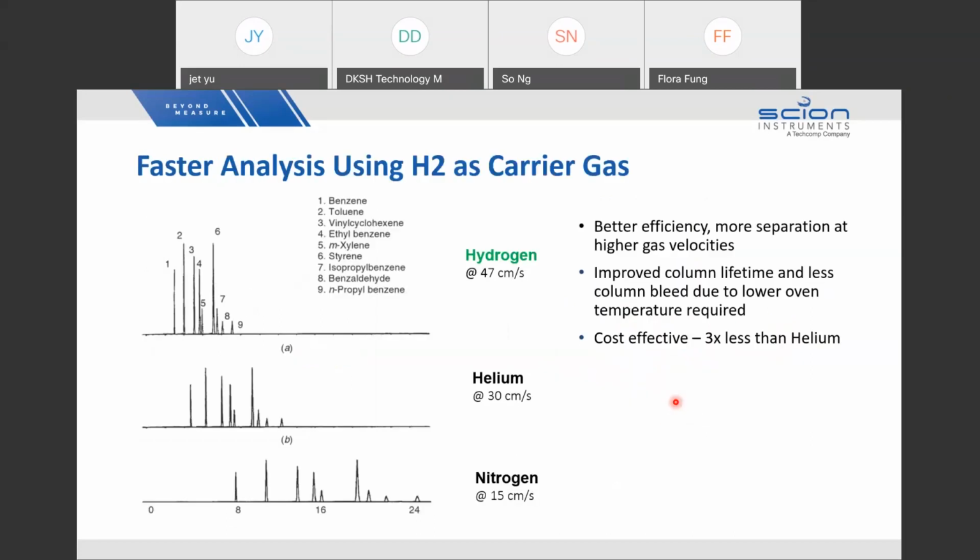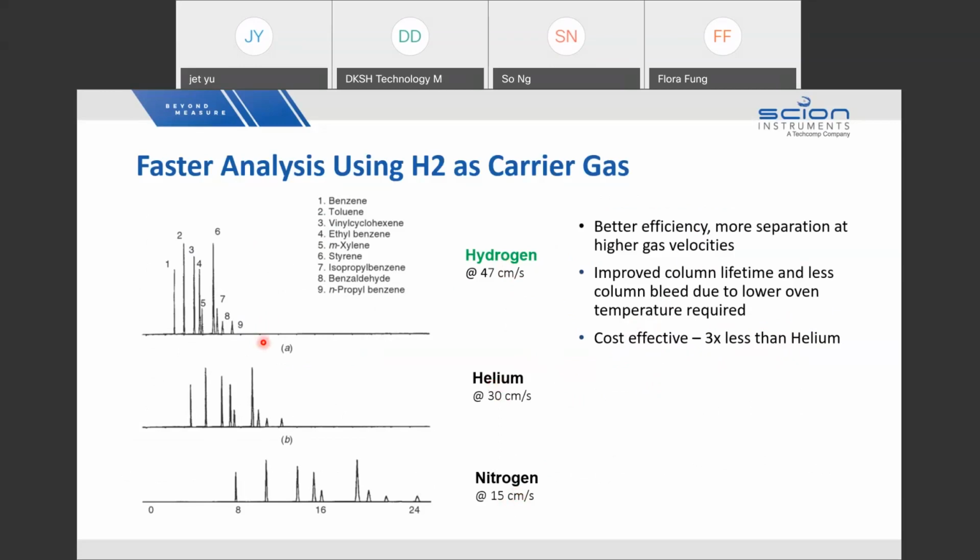You look at this, it is straightforward, just a change of the carrier gas. From nitrogen at 15 cm/s velocity, helium 30, hydrogen 47. You look at this, and the time is really shortened a lot, without changing any other conditions. So to develop a fast analysis, I think from the very beginning you have to think about the carrier gas.